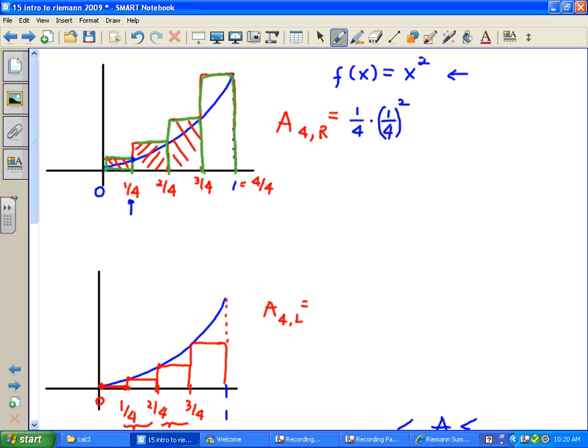Now I want you guys to help me with the next. Let me have somebody from the first row, please, to try to help me write down what's the area of the second rectangle. First of all, what is the base of the second rectangle? Again, originally I had a distance of 1 unit. I divide into 4 equal parts, so each one of them is going to have a base of 1/4. So the base of that one is still 1/4, right? And what about the height of the second rectangle?